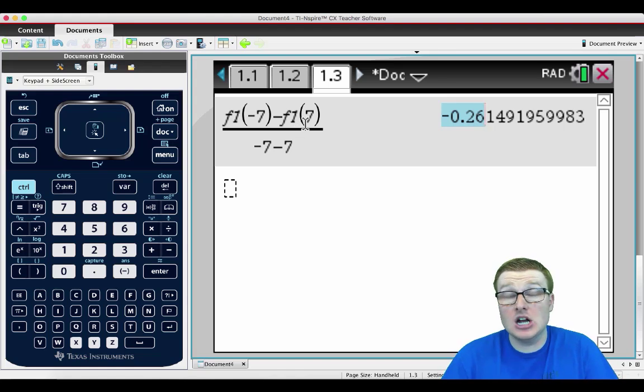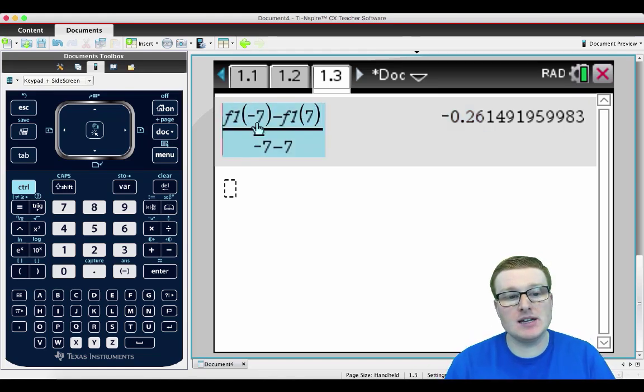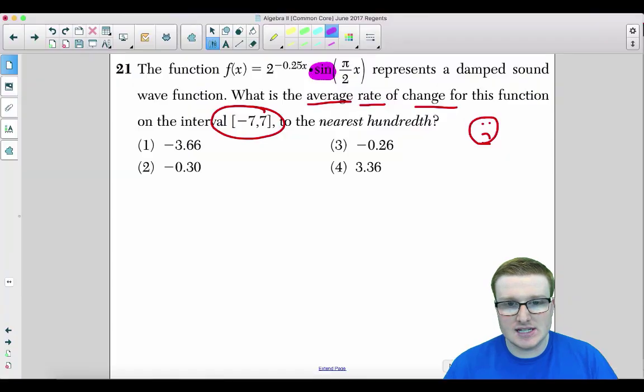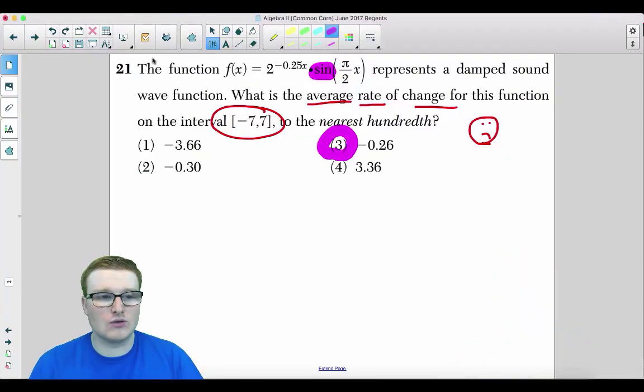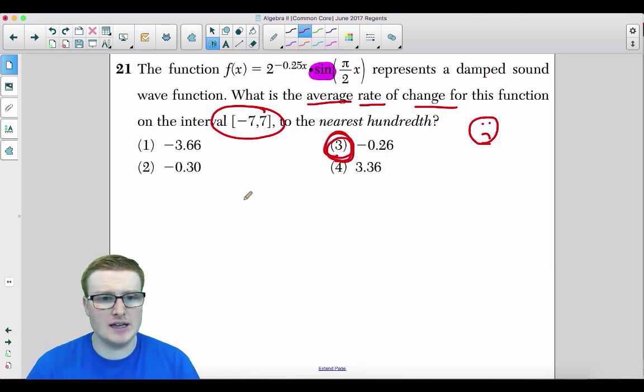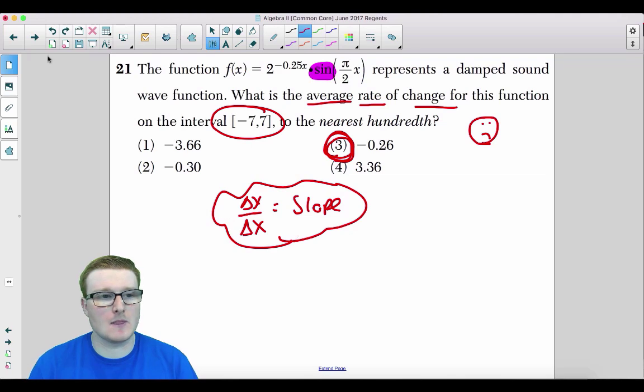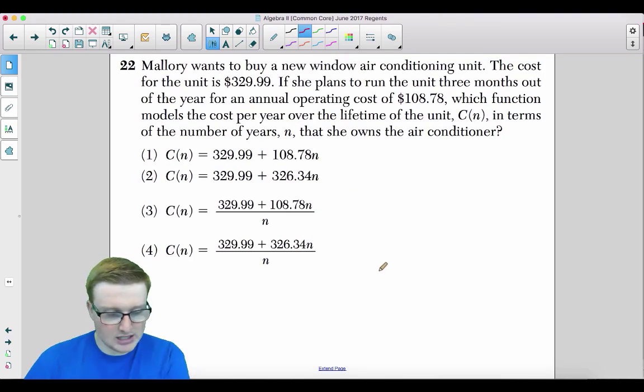All I did in the calculator is y2 minus y1 over x2 minus x1. What this did at the top here, ladies and gentlemen, is a code in the calculator for finding the y values. So your answer is negative 0.26 rounded to the nearest hundredth, and that is in radian mode in your calculator. That's what made this question hard. But all I really did is the change in y over the change in x. That's your slope formula. All right. Moving on to number 22.